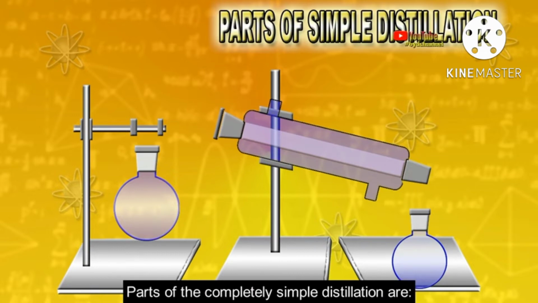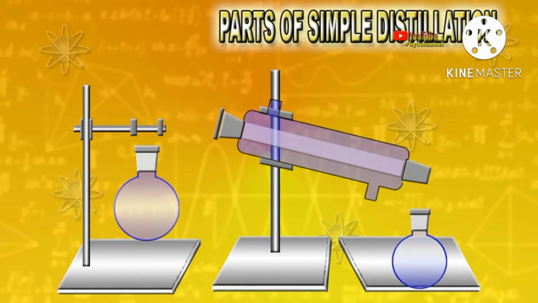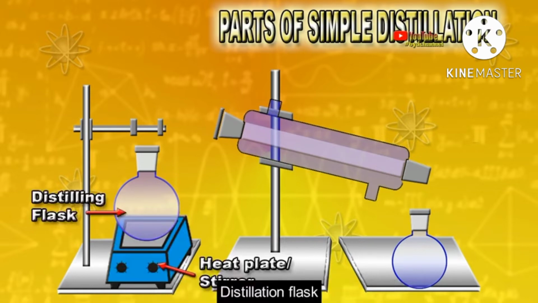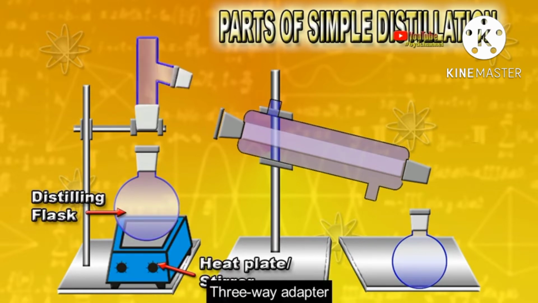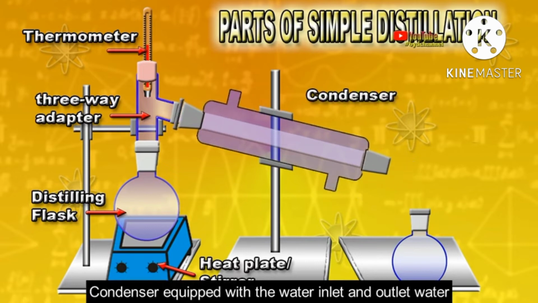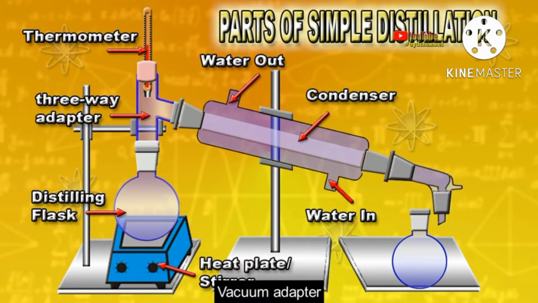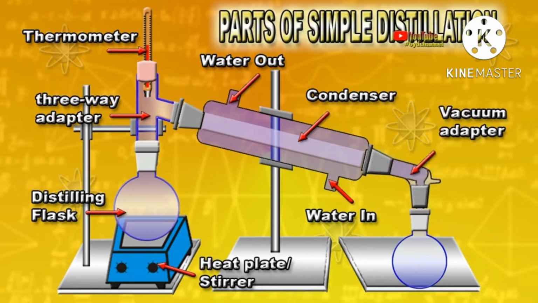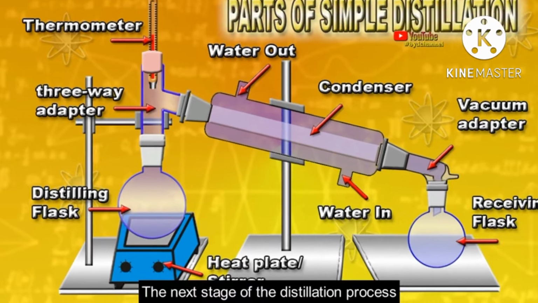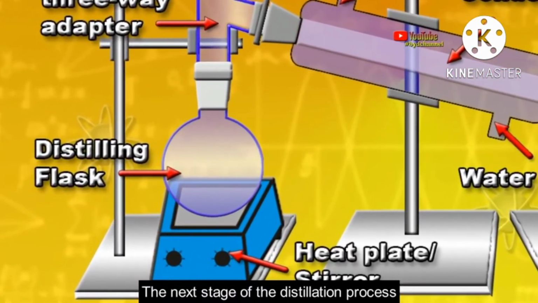The complete parts of simple distillation are: burner or heat plate with a stirrer or not, distillation flask, three-way adapter, thermometer, condenser equipped with water inlet and water outlet, vacuum adapter, and receiving flask.